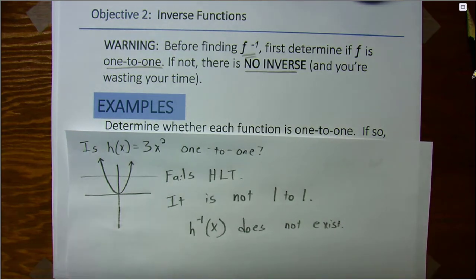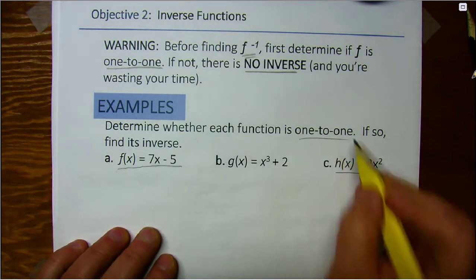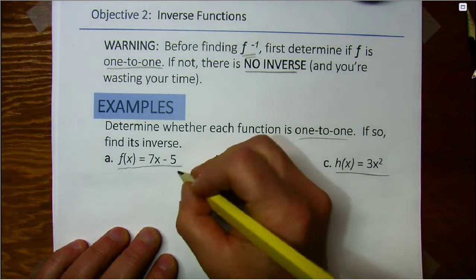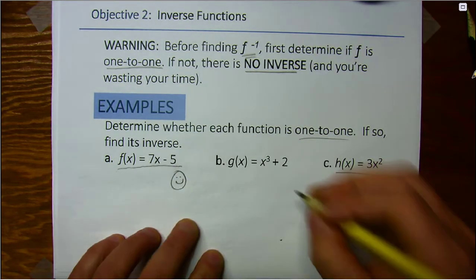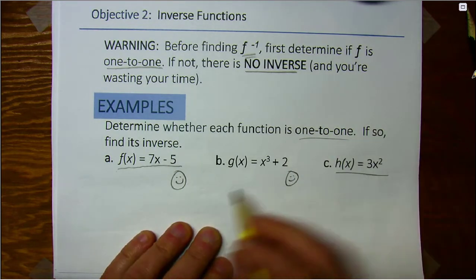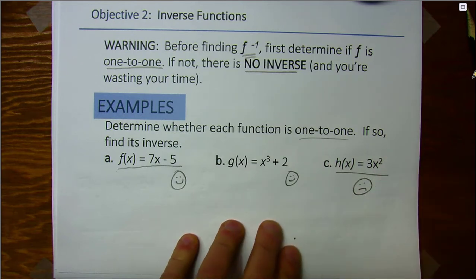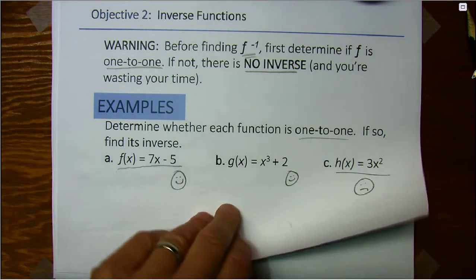And so we're done. There's no work to do. So the key here is, with all three of these functions, we had to determine whether they were one-to-one first. Here, we found an inverse function. Here, we found an inverse function. We did that for both because they were one-to-one. They passed the horizontal line test. That one had no inverse because it did not pass the horizontal line test.